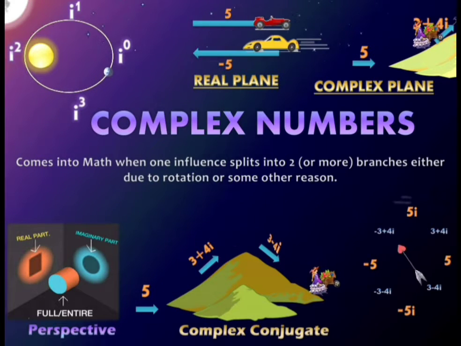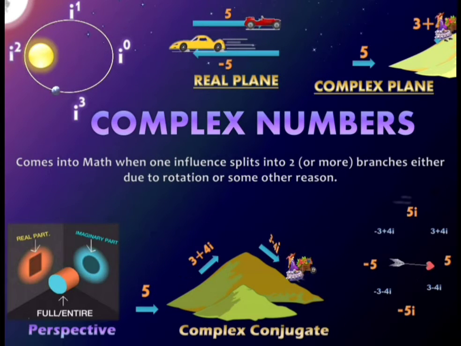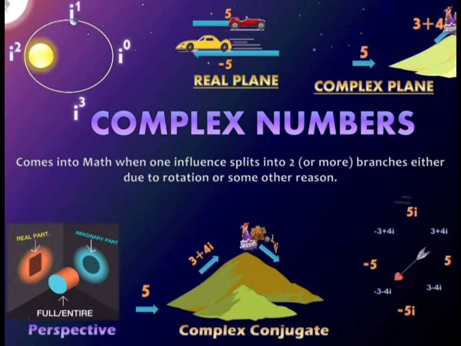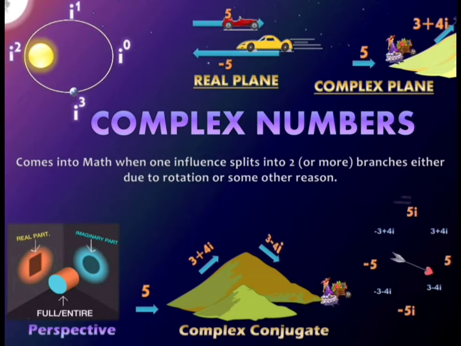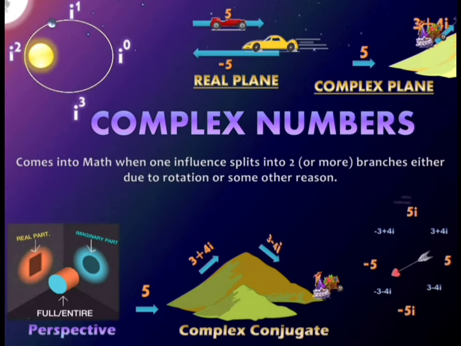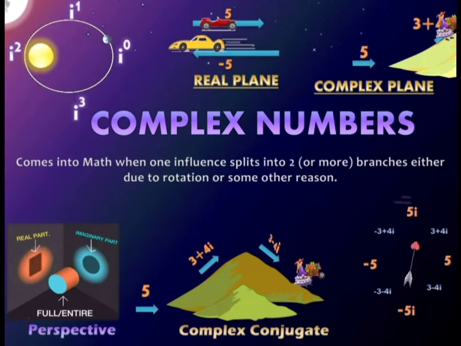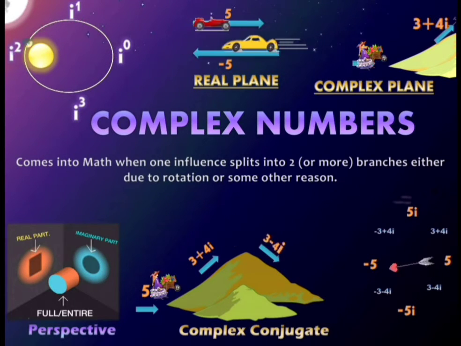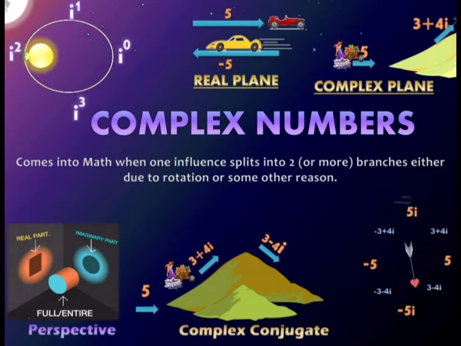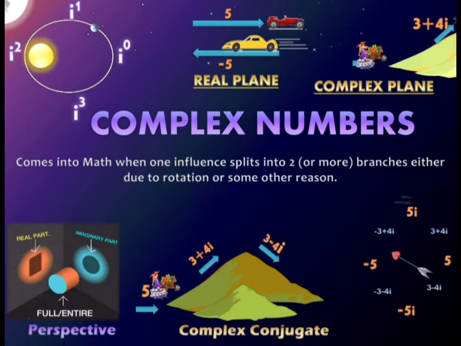What if complex numbers can be visualized with the help of animations like you are seeing on the screen? I raised to 1, a rotation by 90 degrees. I raised to 2, a rotation by 180 degrees. I raised to 3, a rotation by 270 degrees. And I raised to 4, a full 360 degree rotation. What if someone tells you that complex numbers come into math when one influence splits into two or more branches, either due to rotation or some other reason? One branch is called the real part, the other the imaginary part.